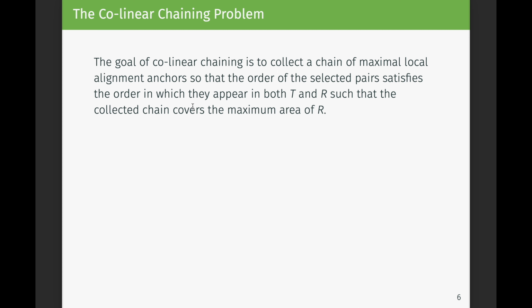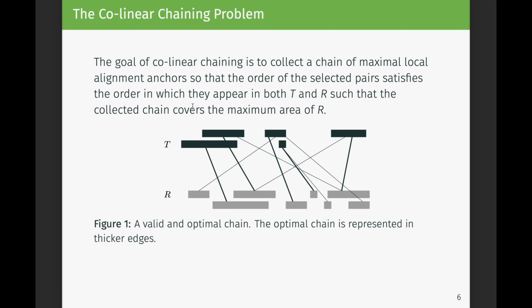Colinear chaining is proven to be a very reliable method for estimating near-optimal global alignment using pairs of local alignments. In this example, we can see a valid and optimal chain highlighted in the bold edges. We have a collection of local matches, a collection of local alignments.